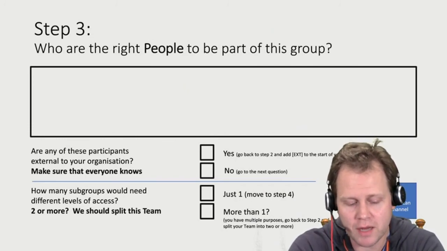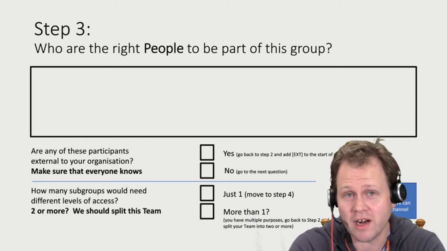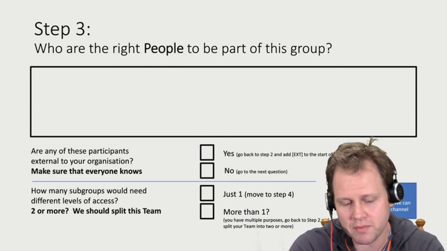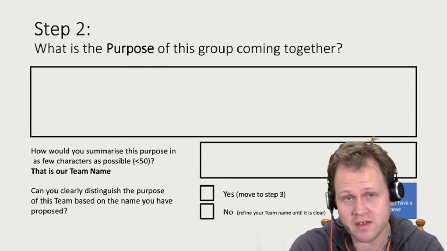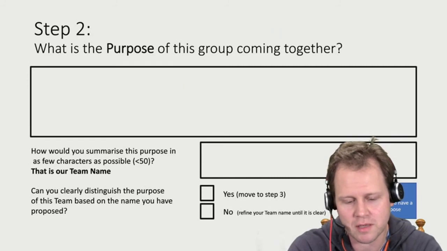Again, we can have a think about this. Are any of these participants external to the organization? If they are, we want to make sure that everyone knows about it. If so, we should go back to step 2 and add a little open brackets, ext, close brackets at the start of that name so it's really clear we've got external participants in that team.